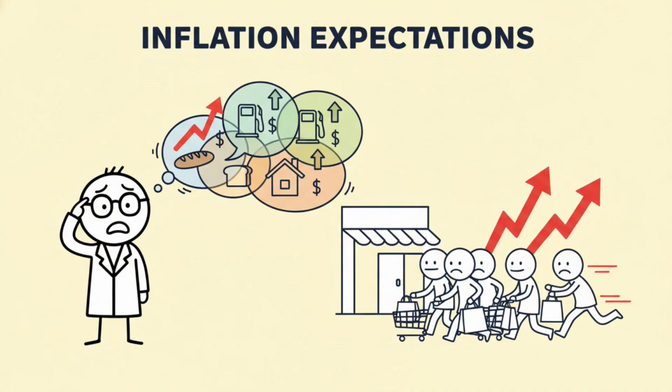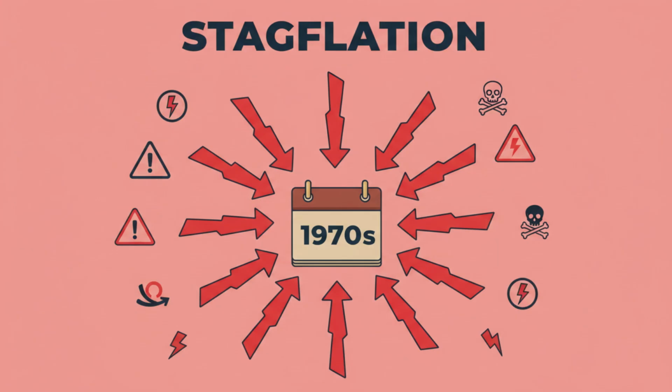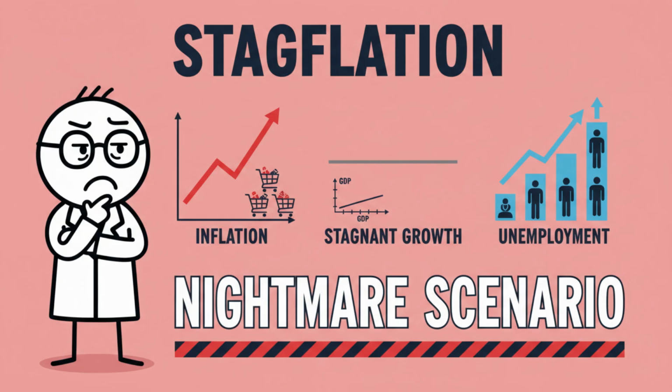Stagflation. The nightmare scenario. High inflation combined with stagnant economic growth and high unemployment. Prices are rising, but nobody's making more money, and jobs are scarce. It's the worst of both worlds. The 1970s were brutal because of this.